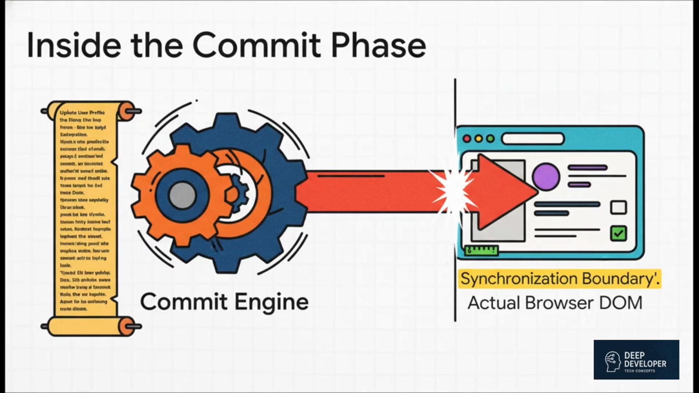Once that plan is complete, Fiber finally moves to the commit phase, and this is where the action happens. It takes that to-do list of effects and just runs through it, updating the real DOM. This phase is fast, it's synchronous, and it's all or nothing. It also runs lifecycle methods you might know, like useLayoutEffect. This is what we call the synchronization boundary. It's the precise moment the virtual blueprint becomes a real, tangible thing in the browser.